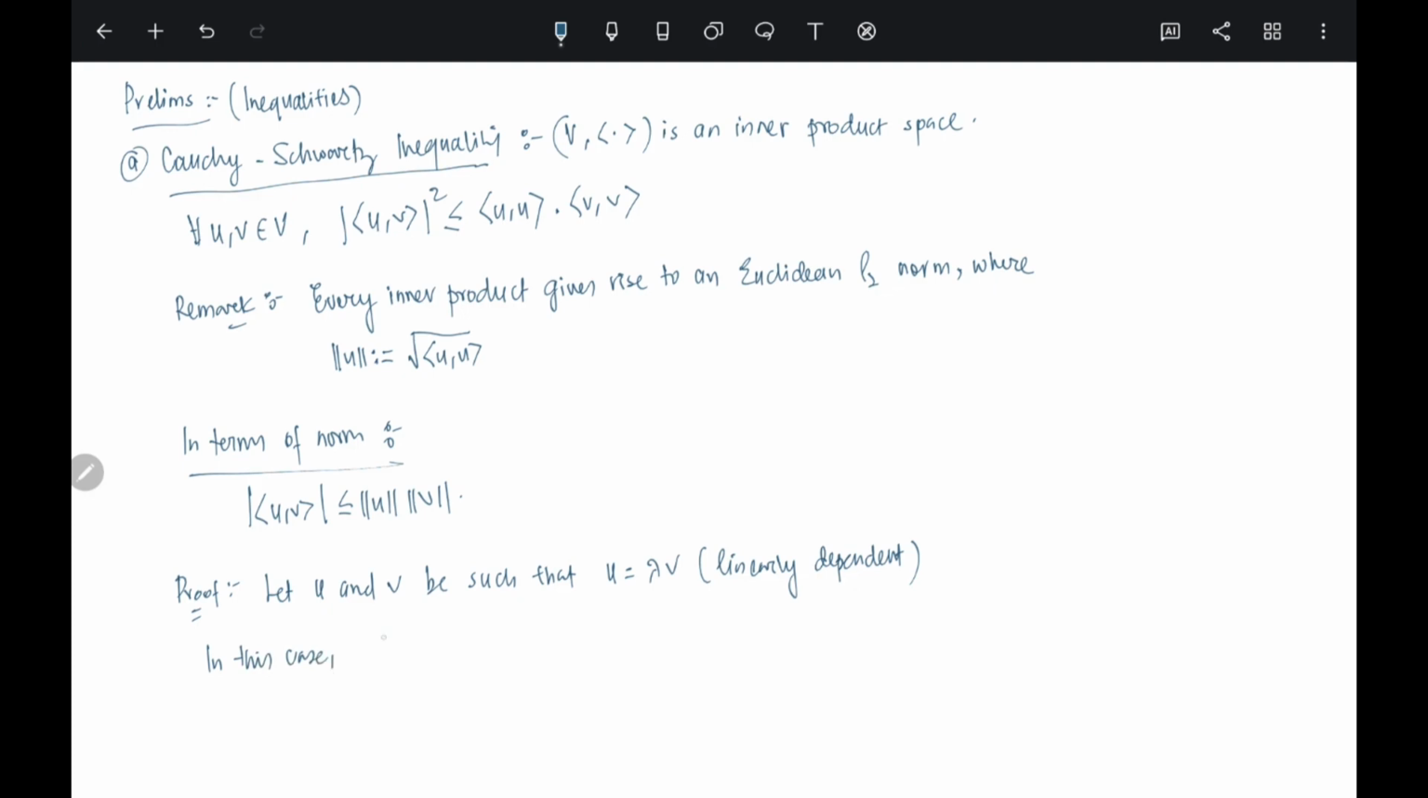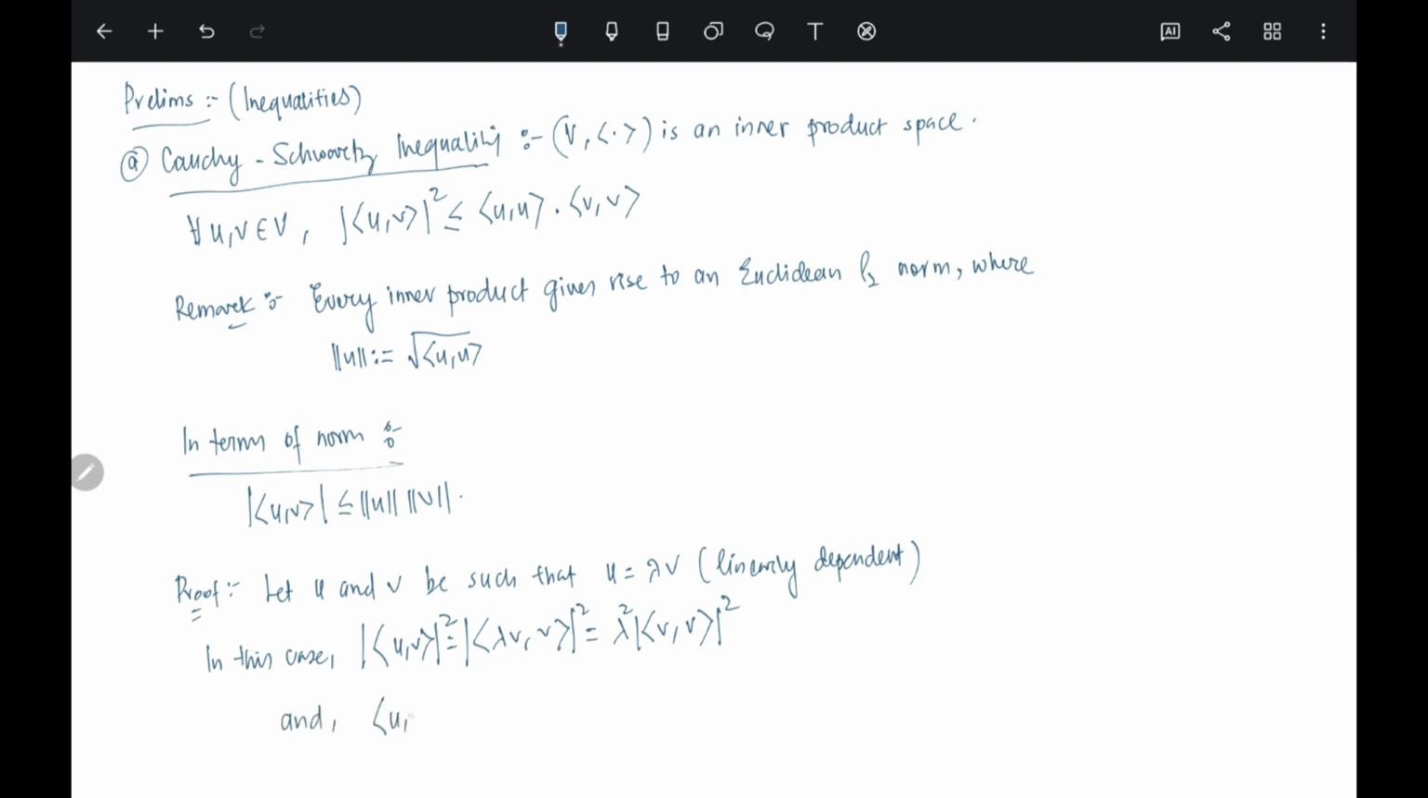the inner product of u and v is nothing but the inner product of lambda v with v, and that is nothing but lambda times the inner product of v with itself. If I take the mod and square of that, it becomes lambda square times the square of the inner product of v and v. So this is nothing but equality. So basically you can write it like this, and let's do the other part.